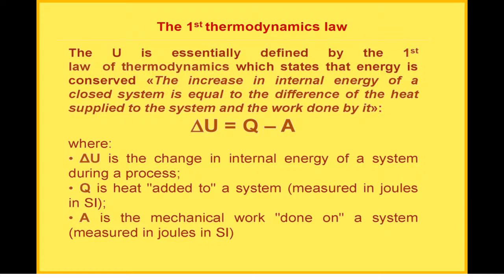So the only two ways to change it, doesn't matter whether it would be an increase or a decrease of the energy, are to do work and to supply the system with energy in the form of heat. You can see this is shown. Delta U is the change in internal energy of the system during a process. Q is heat added to a system, measured in joules. A is the mechanical work done on a system.